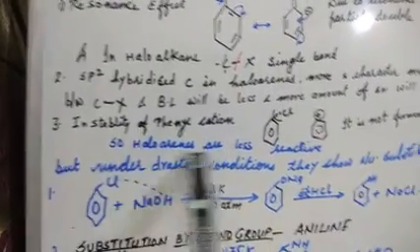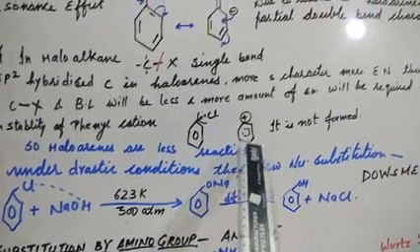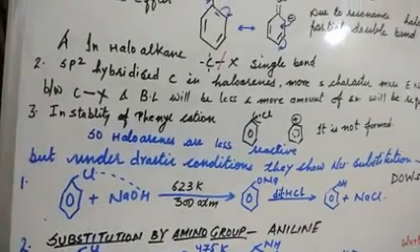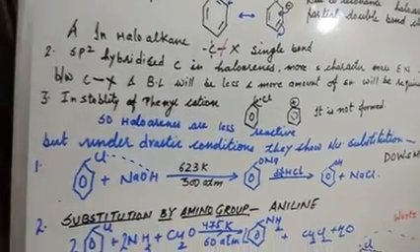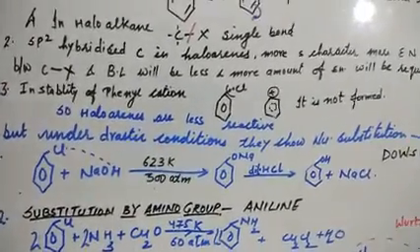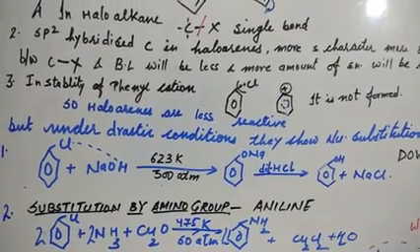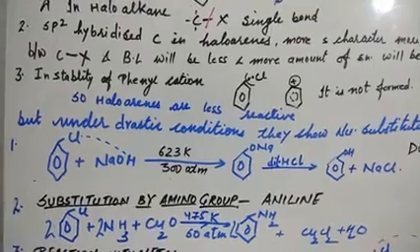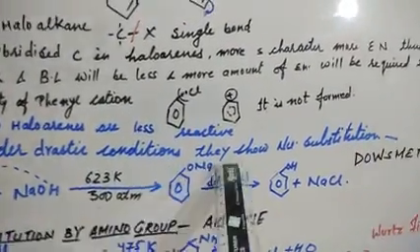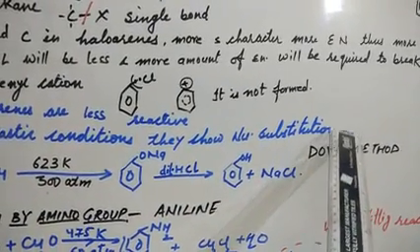So we have done that haloarenes are less reactive than haloalkanes. Okay, students? But under drastic conditions, as we see in chemistry, usually it does not react, but if temperature and pressure are increased, that particular substance can react. So under drastic conditions, they can show nucleophilic substitution reactions.